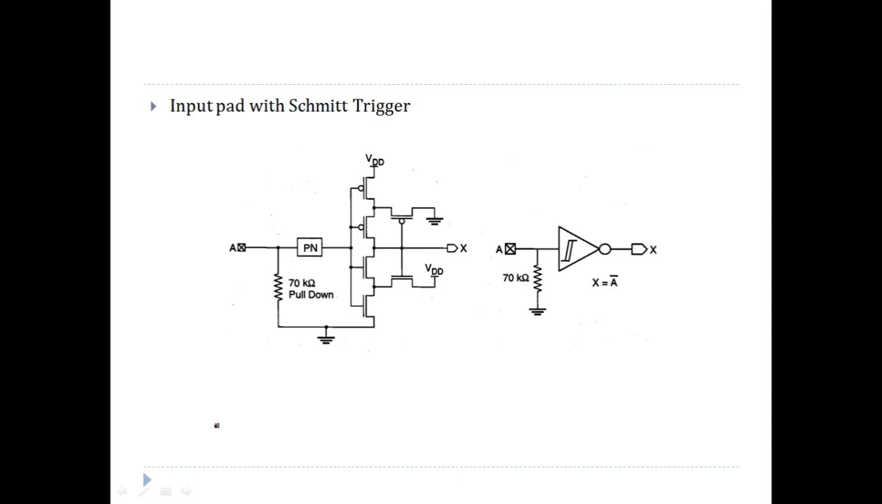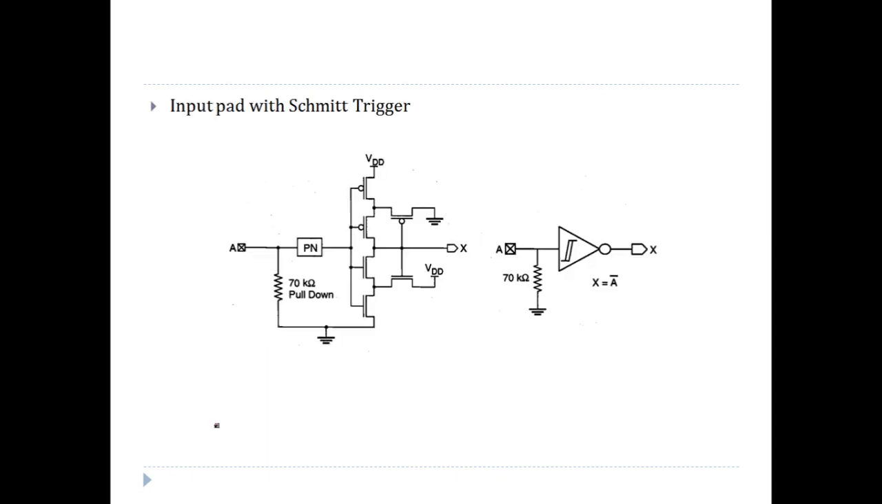So it acts as a Schmitt trigger because it always pulls the input to the highest voltage, that is VDD, or to the lower voltage, that is ground. So basically, it is acting as a Schmitt trigger. So this is another type of input pad. Of course, with the advent of the technology, there are more input circuits which are used here. So that's about the input circuit.